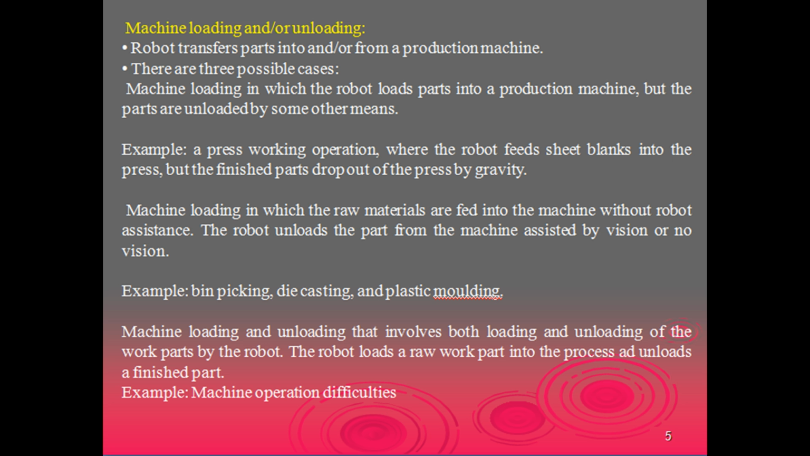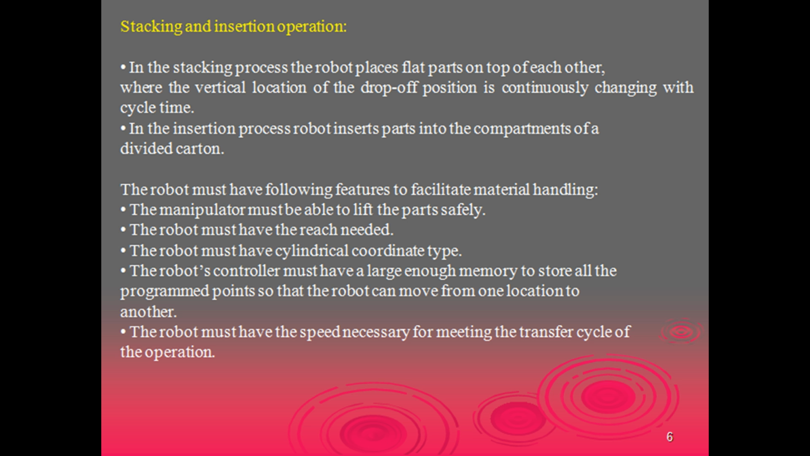Third, machine loading and unloading, which involves both loading and unloading of the work parts by the robot. The robot loads a raw work part into the process and unloads a finished part. For example, machine operation difficulties. The next part is stacking and insertion operation. In the stacking process, the robot places flat parts on top of each other, where the vertical location of the drop-off position is continuously changing with cycle time. In the insertion process, the robot inserts parts into the compartments of a divided carton.